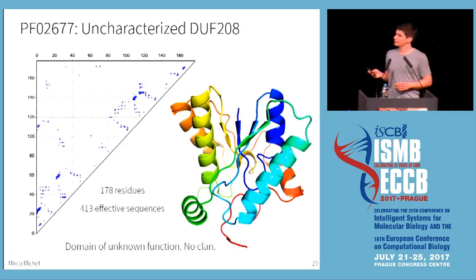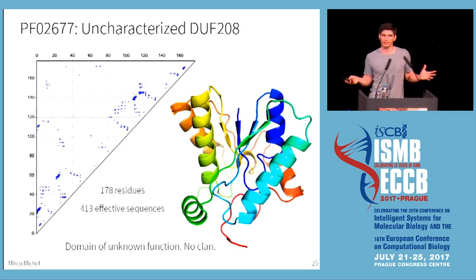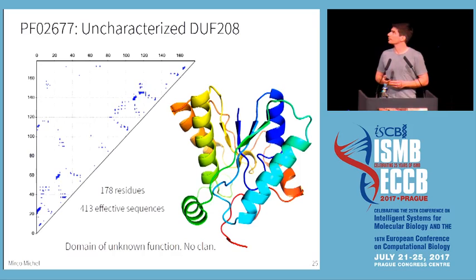And I wanted to show you one example. This is a PFAM domain. In PFAM, there are many domains that just say domain of unknown function, so you have no idea what it does, and it's not belonging to any clan. Some of them ended up being in those where we say we have an accurate model. The alignment had only 413 effective sequences, and it has a length of 178 residues.